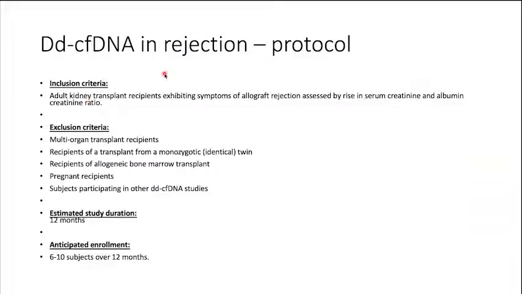This is our protocol. So our inclusion criteria: all-comer adults with kidney transplants with symptoms and signs of allograft rejection. We'll be excluding patients with multi-organ transplants, patients who received the kidney from their identical twin, patients who received bone marrow transplants, pregnant patients, and also subjects participating in other cell-free DNA studies. The estimated duration of the study is 1 year, and we'll be aiming to enroll 6 to 10 subjects over that period of time.